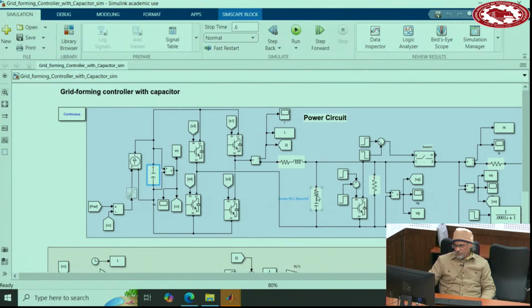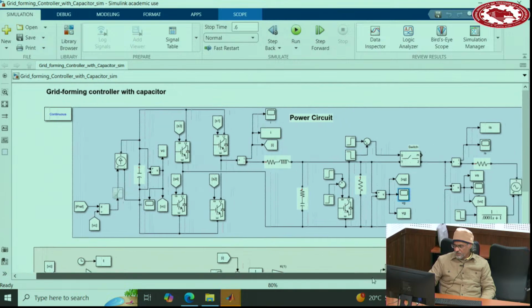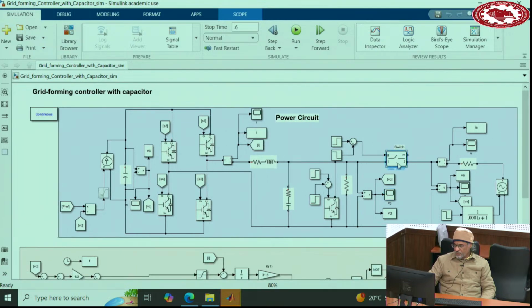Probably I have put a small resistor here, and this is the load and the voltage of the load, and then one switch here connected to the grid, right? So when you open that switch, it disconnects from the grid, and when you close it, it connects to the grid.